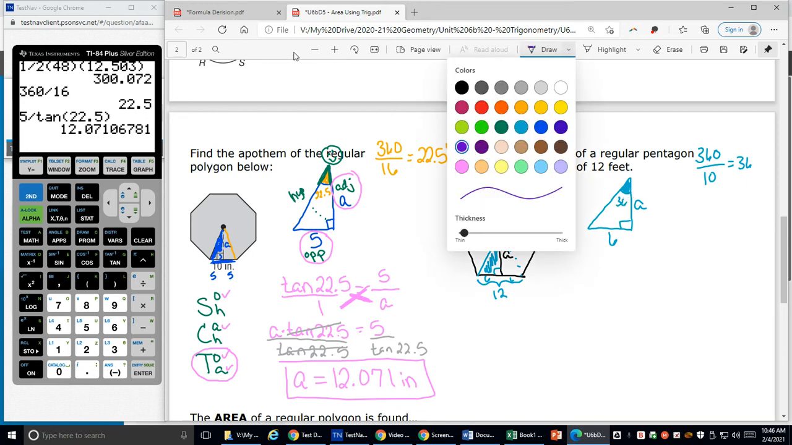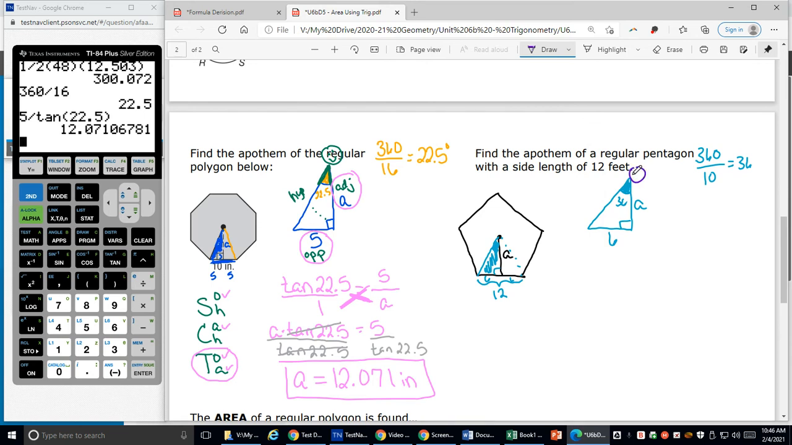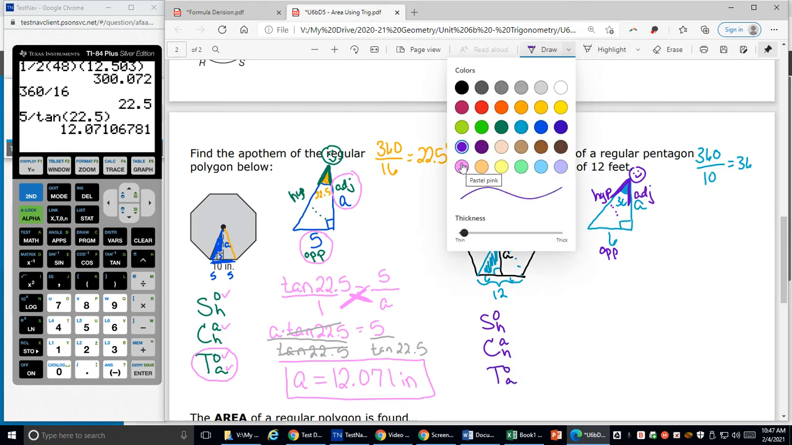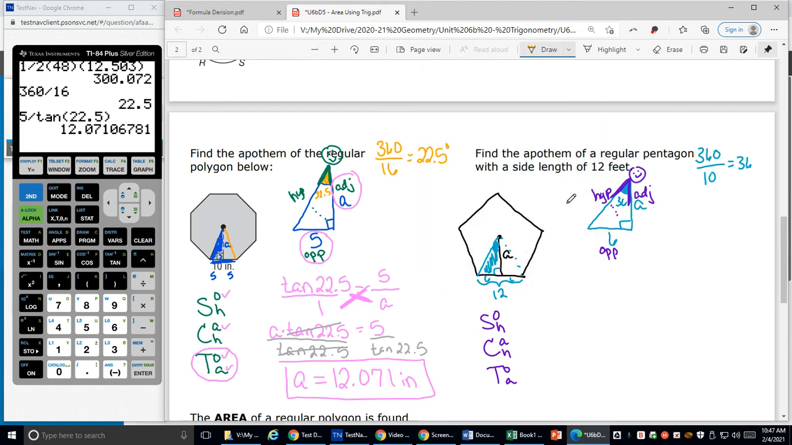All right, so now I'm ready to label my triangle. Smiley face at the 36 degrees. I've got my hypotenuse and my adjacent side that come out of the smiley face. Across from the 90 is the hypotenuse. And again, what's nice is my adjacent is my apothem, so I don't have to worry about getting those letters confused. And then my opposite. So, SOH CAH TOA. Let's see what we're working with. We are looking for our adjacent, and we know our opposite.